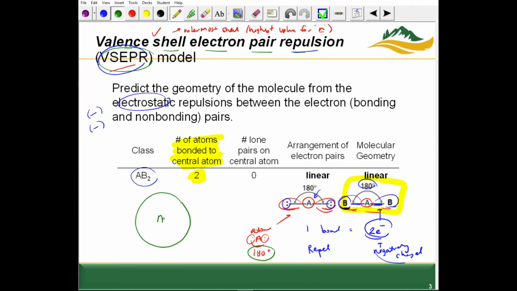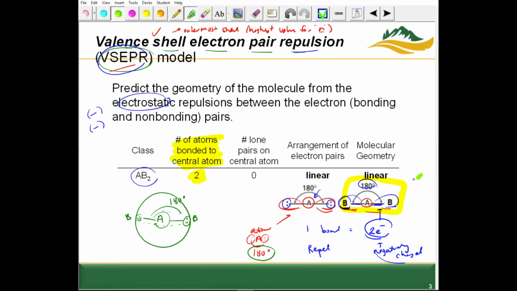Why is it 180 degrees? Well, if we picture a central atom A like this, and then in a sphere, where this whole area around a circle would be 360 degrees, so a lone pair here, or a different atom here like B, that lone pair and this lone pair, or this bond to B and this bond to B, will be 180 degrees apart, so half the degrees of a full circle.